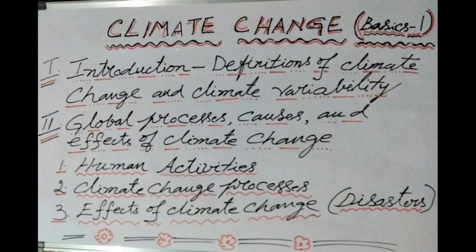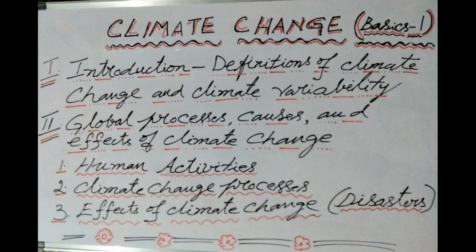Climate change is defined as a change in the state of the climate that persists for a decade or longer. Climate variability is defined as a variation in the state of the climate beyond that of individual weather events.